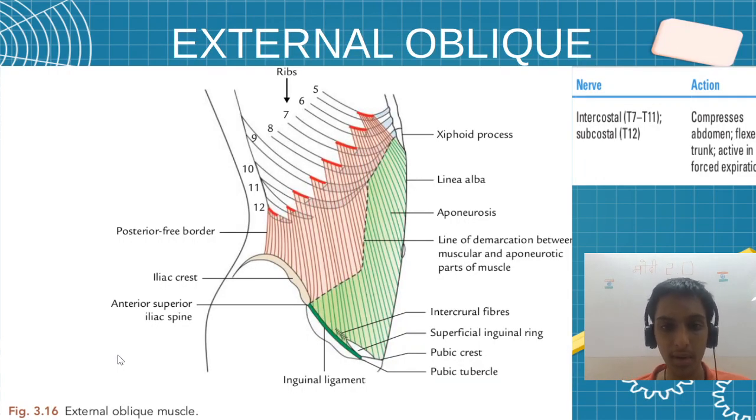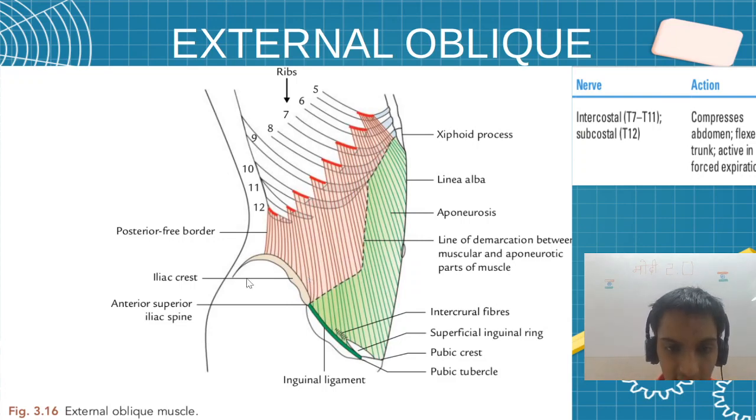First, external oblique, origin and insertion are clear from the diagram. So origin, it is in small slips from the 5th to 12th rib. From the 5th to 12th rib, small slips will be coming and it will insert into the iliac crest along with the aponeurosis. Please remember this point. External and internal oblique with transversus abdominis will have the aponeurosis.